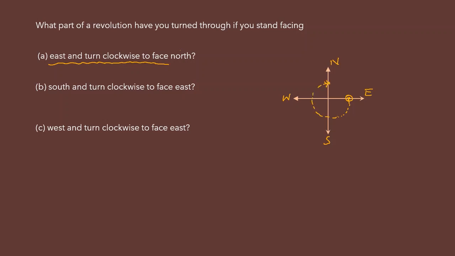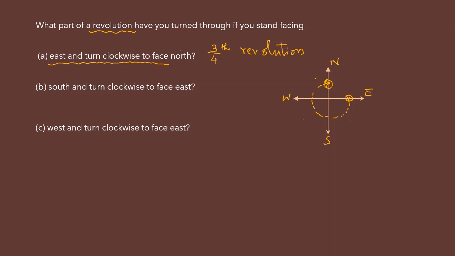You have reached north. Now the question is, what part of revolution have you turned? How much did you turn? In this case you have turned 1/4, half, 3/4. 3/4 you have turned, 3/4 revolution. So how much have you turned? You have turned 3/4 revolution.